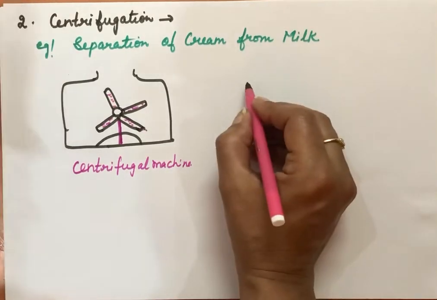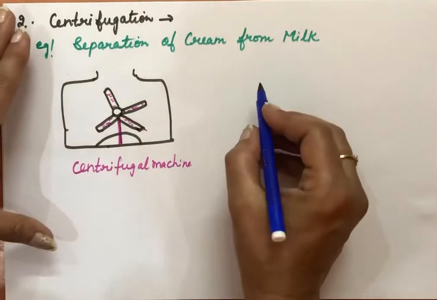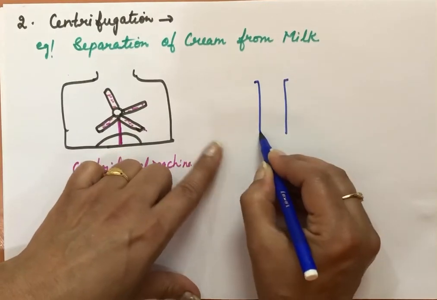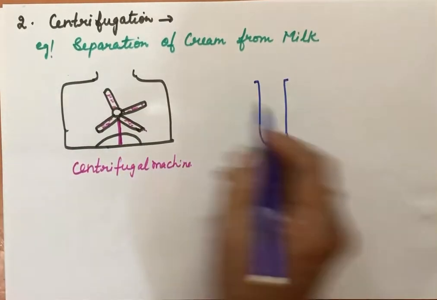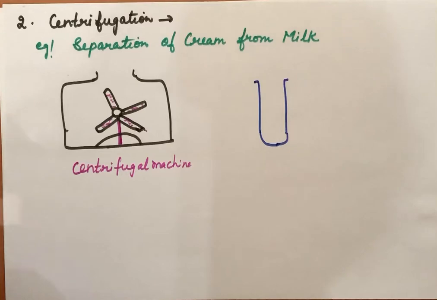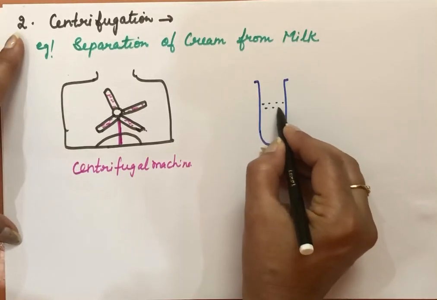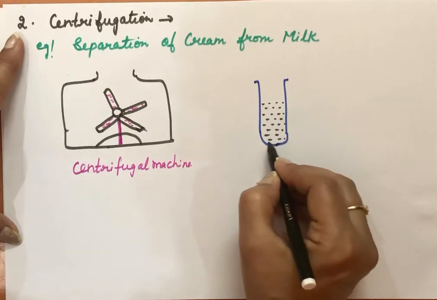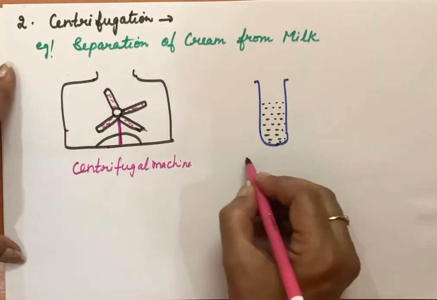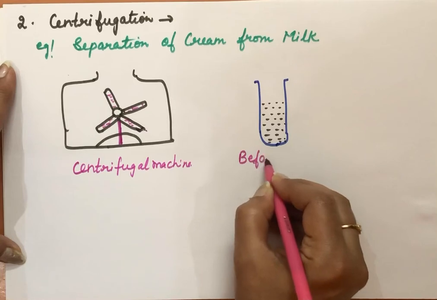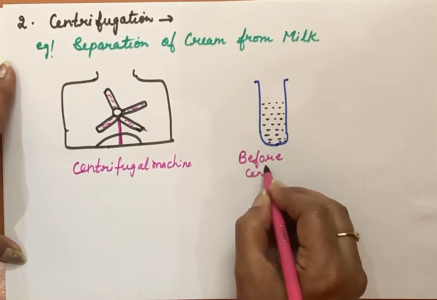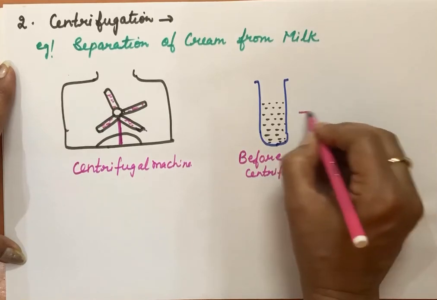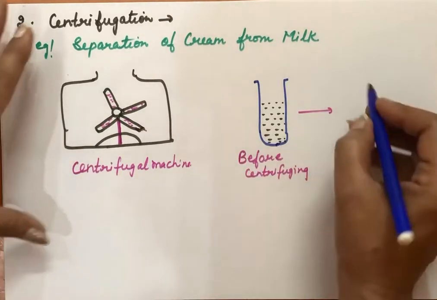So before centrifugation, when we are taking this test tube, then we will see the liquid here inside this. This is milk which has cream also in it. So this is before centrifugation, before centrifuging this. And after centrifugation, what will happen?